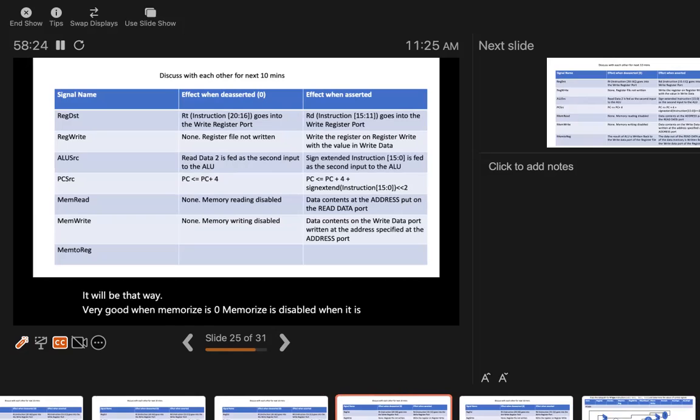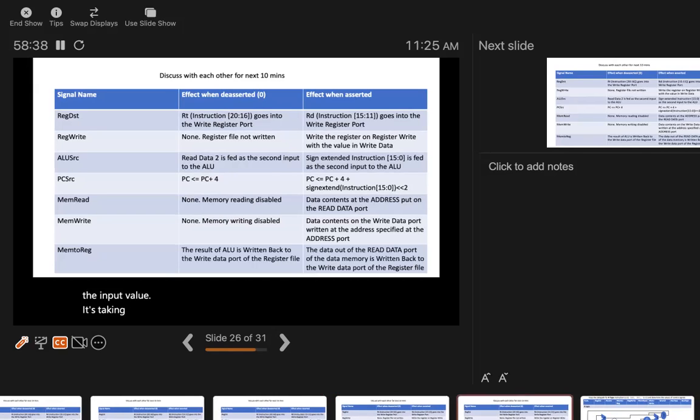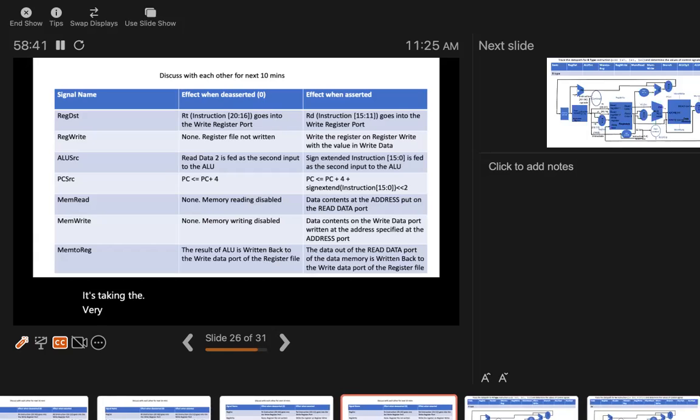Now, team of Jason and Vijay, mem to reg, the last multiplexer. When mem to reg is deasserted, it's taking the ALU input value and writing that to the register memory. And when it's asserted, it's taking the data memory value and writing that to the register. Very nice, precise answer. Excellent.